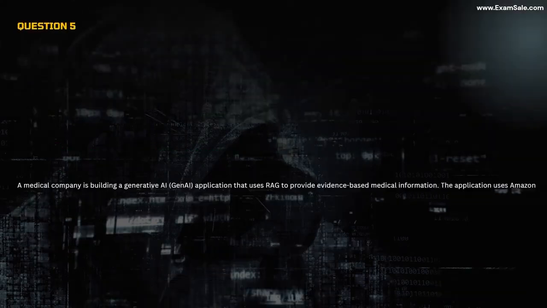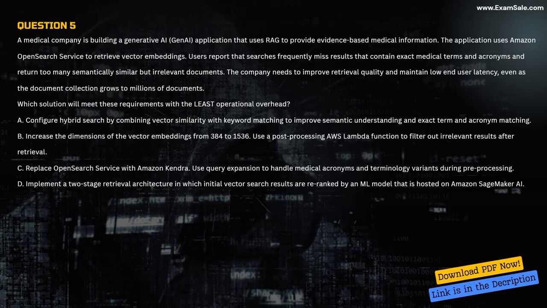Question 5. A medical company is building a generative AI (Gen AI) application that uses RAG to provide evidence-based medical information. The application uses Amazon OpenSearch Service to retrieve vector embeddings. Users report that searches frequently miss results that contain exact medical terms and acronyms and return too many semantically similar but irrelevant documents. The company needs to improve retrieval quality and maintain low end-user latency, even as the document collection grows to millions of documents. Which solution will meet these requirements with the least operational overhead?